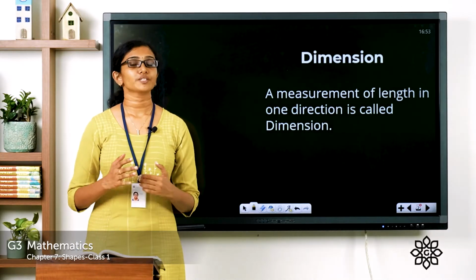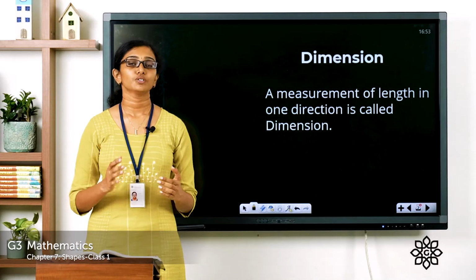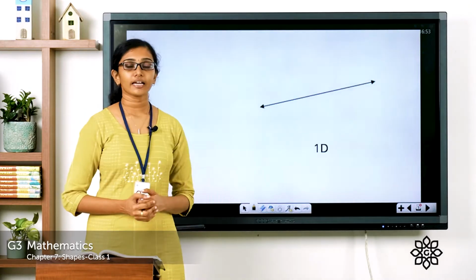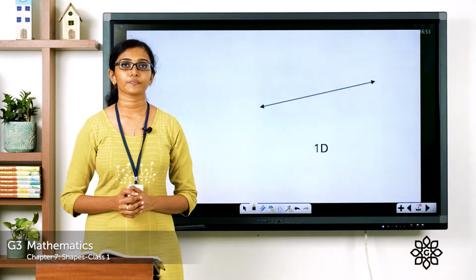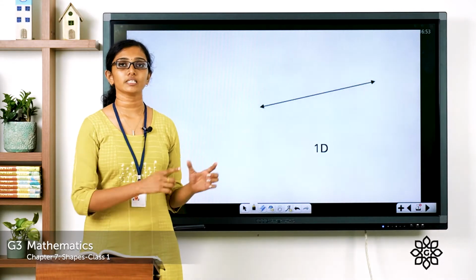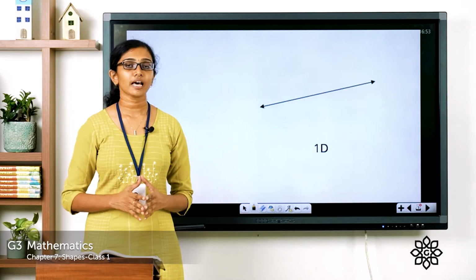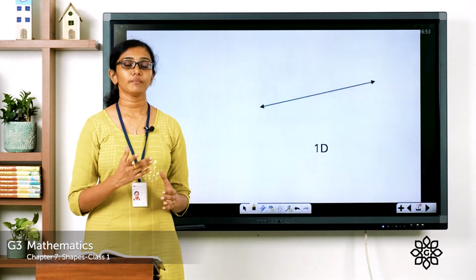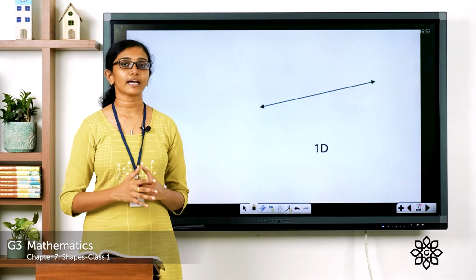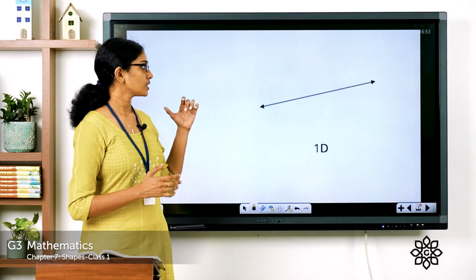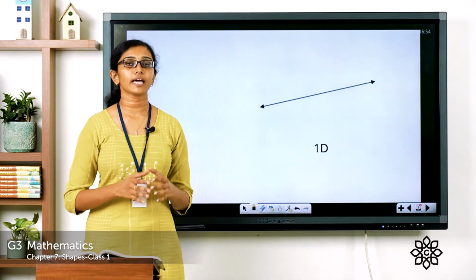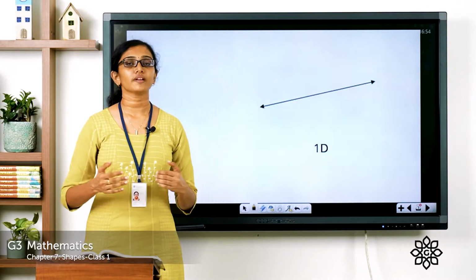So objects or space can be one-dimensional, two-dimensional or three-dimensional. See this line here. How do we describe this line? We can say that this line has this much length or this line is this much long. We describe the line in terms of its length, a measurement. So the length of the line is enough to describe it. Just one dimension is enough. So we can say a line is a one-dimensional shape or figure. And we can express this one-dimensional figure on a flat surface.